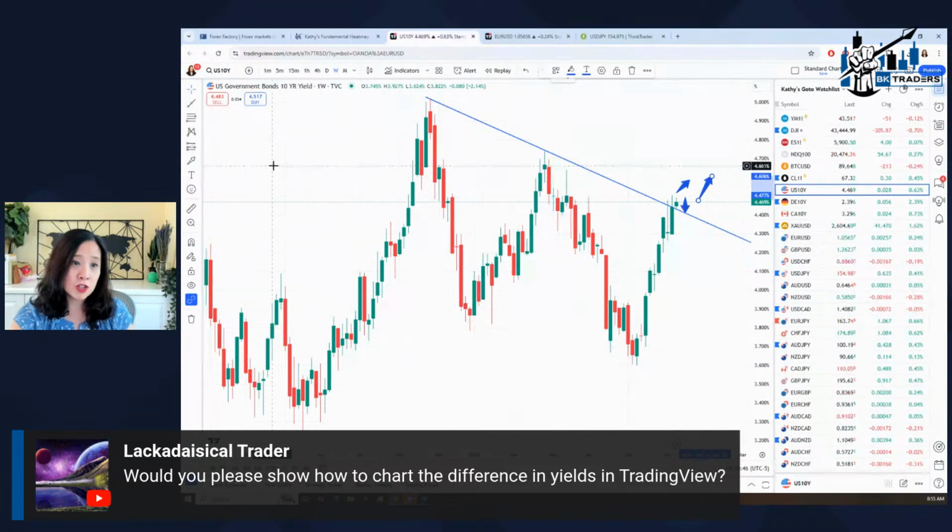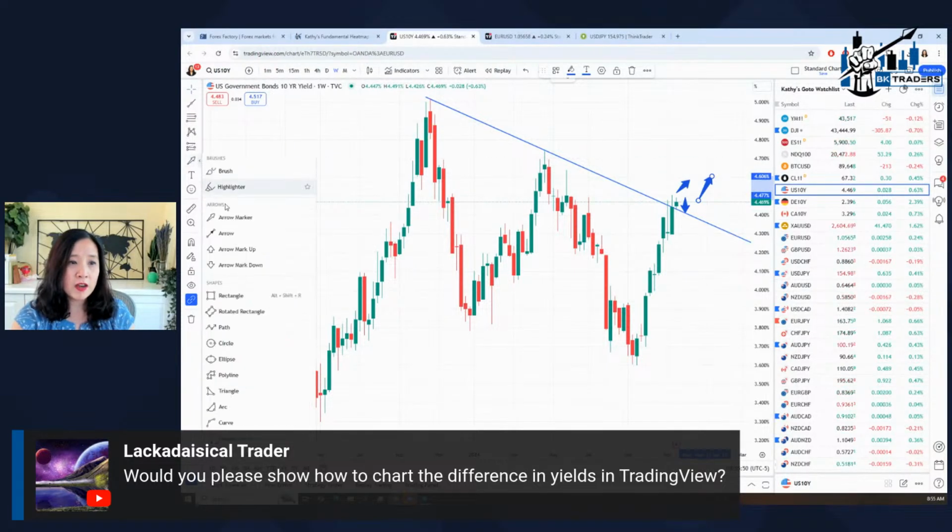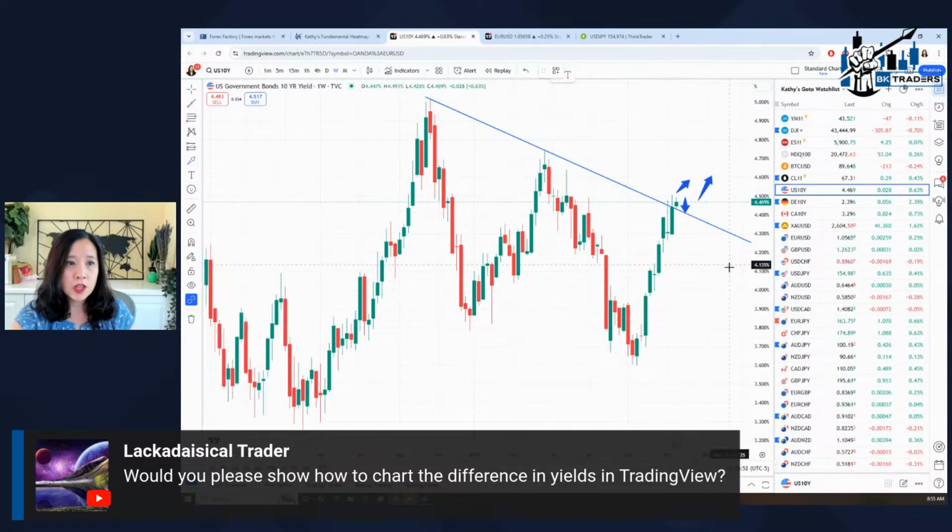But there's also the other scenario, right? What if that doesn't happen? What if it breaks to the downside? If it breaks to the downside, there's two ways to watch this. Either you go for a straight break to the downside, or it breaks to the downside and retraces back to the trend line and finds resistance there.